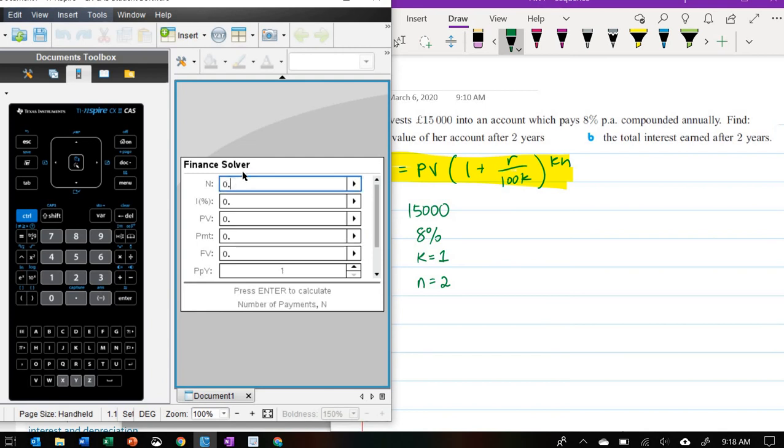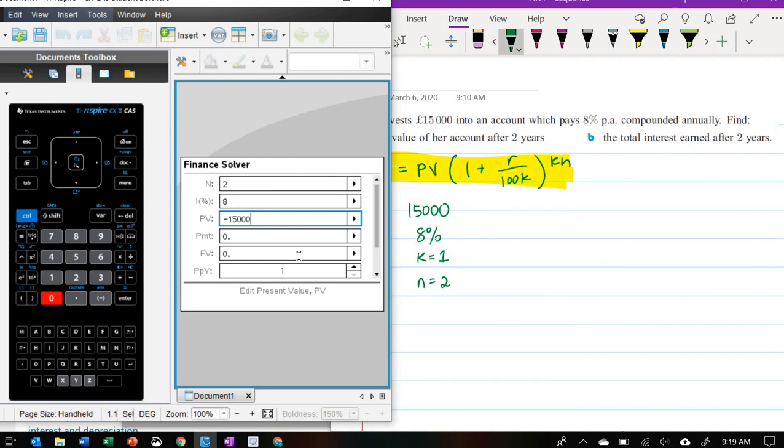So we're going to start at N. N is going to be the number of years times the number of compounds. So in this case, it's 2. I is the interest rate, which we know is 8. Present value is the amount that we're putting in, so that's $15,000. For some reason, your CAS makes you put it in as a negative, so we put negative $15,000. If you don't put it in as a negative, it's fine.